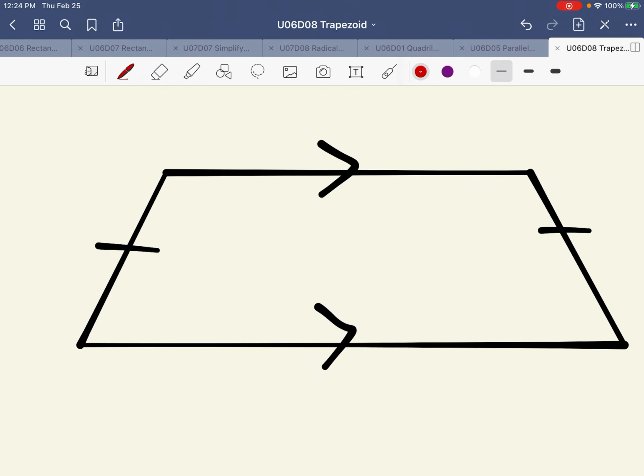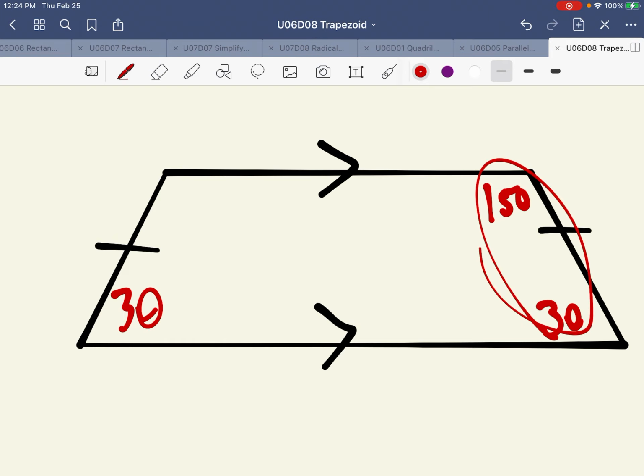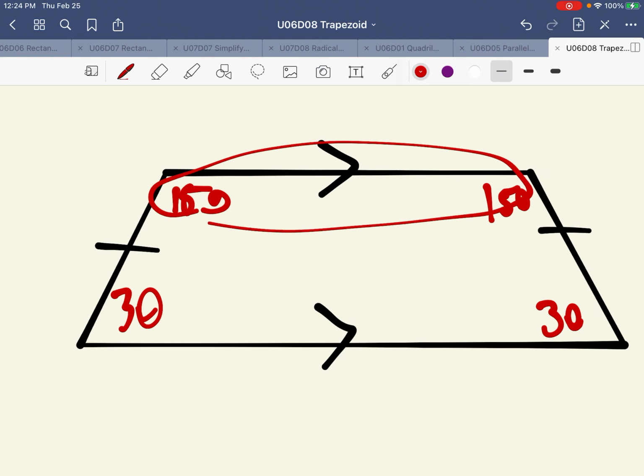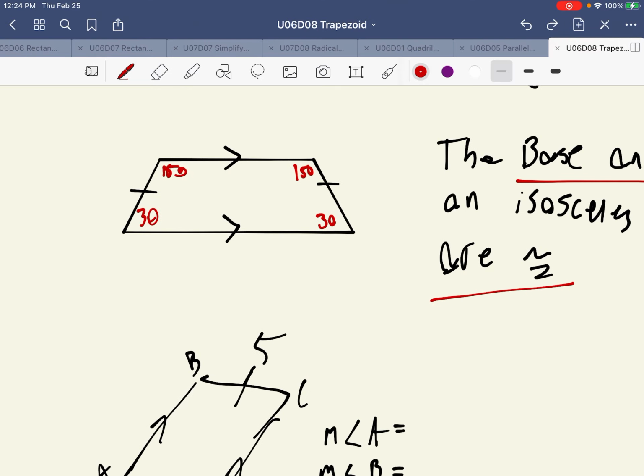So that means if this angle was 30, this angle would also be 30, which would make this angle 150 because these have to be supplementary, and then this angle would have to be 150 because these are base angles. And again, this is only true for the isosceles trapezoid.